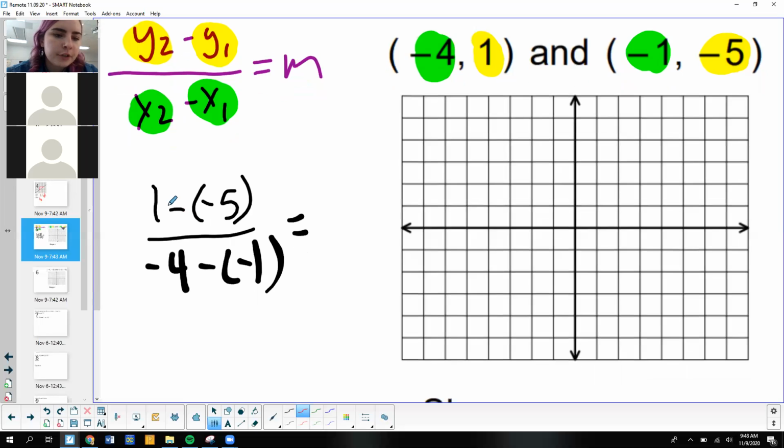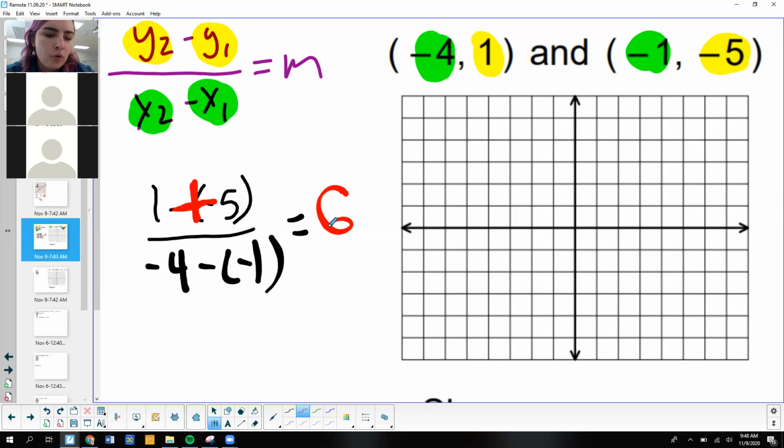All right, guys, so in your calculators, if you type in 1 minus a -5, you're going to get a +6, okay? Remember, this is the same thing as adding when you're subtracting a negative. So 1 minus a -5 is going to give you +6.